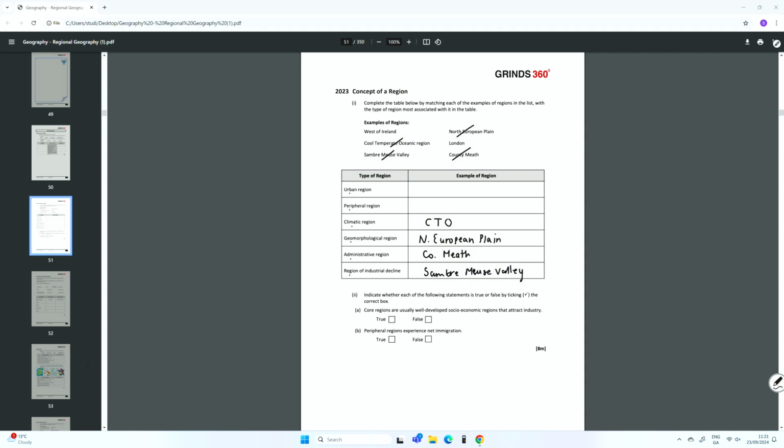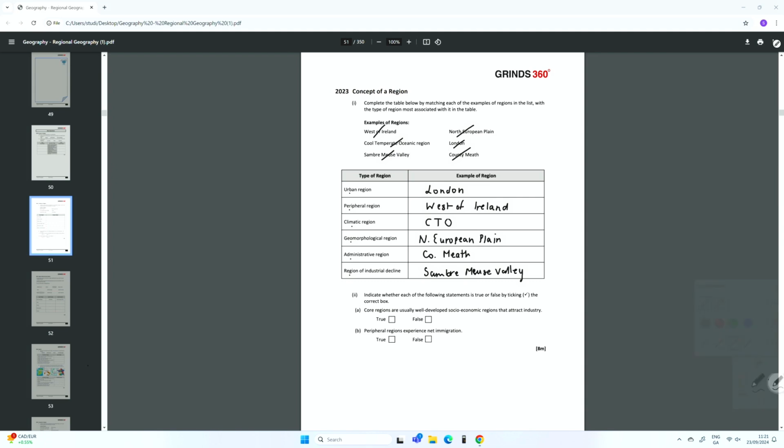We now have London and the Western region. Well, what's left? We have urban and peripheral. Well, obviously the urban region must be London, which means the west of Ireland is going to be my peripheral region.